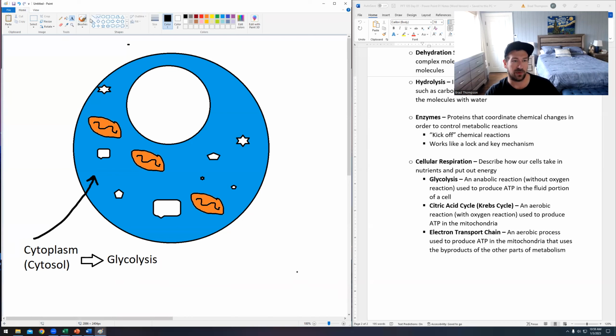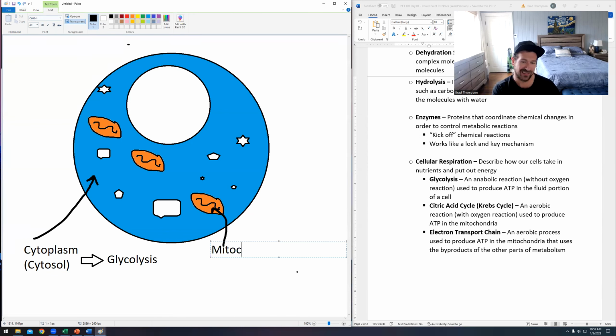But then we can also produce energy in these little guys right here, which you probably remember from high school. Every high school teacher has to say this: there's our mitochondria, the powerhouse of the cell. That is where we are doing aerobic metabolism.